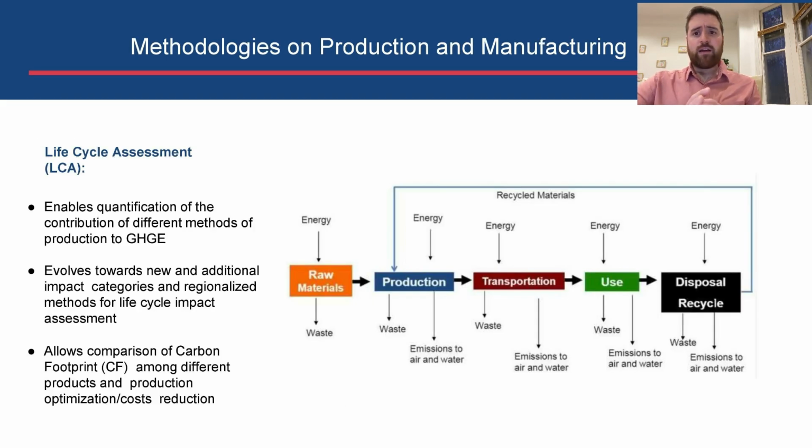Some companies have a high impact on CO2 emissions, or maybe they are more interested in reducing their carbon footprints. A methodology to do it is the life cycle assessment, or LCA, that enables the quantification of the contribution of different methods of production to greenhouse emissions, and is evolving towards a new and additional impact category for life cycle impact assessment. It allows, in the end, a comparison of the carbon footprint among different products as well as production optimization, which typically results in production cost reduction.